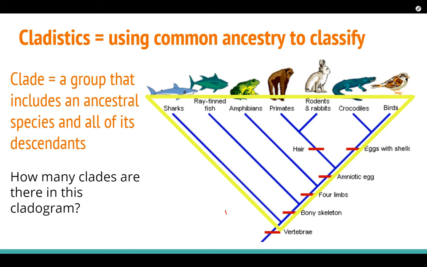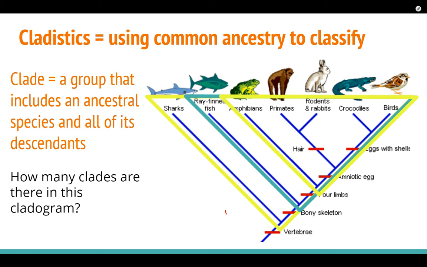Another way to approach this is to look at how many nodes there are, because remember, every node represents a common ancestor. So we could start at the very bottom and say from this common ancestor and all of its descendants, that is the vertebrate clade. They are all organisms that have a backbone. Or we could start with this common ancestor right here. Everything descended from that common ancestor. That's another one, so that's two.